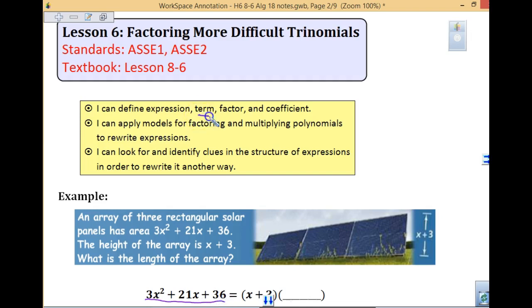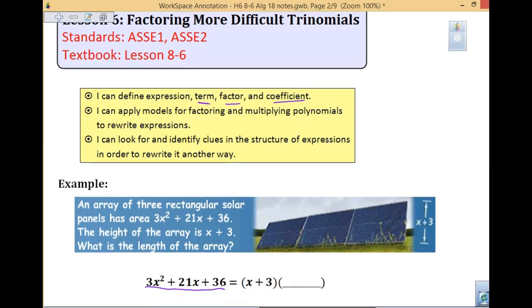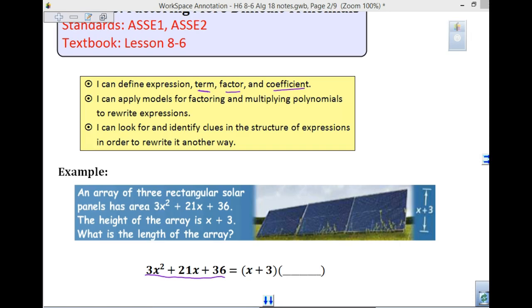We're going to be looking at the number of terms still, factors. We're going to talk about the coefficients when we look at that. Again, we're going to be looking at rewriting it. So, as you are looking at these, if we are looking at this one, it says this is an x plus 3 array, and we want to multiply it so that it would give us 3x squared plus 21x plus 36.